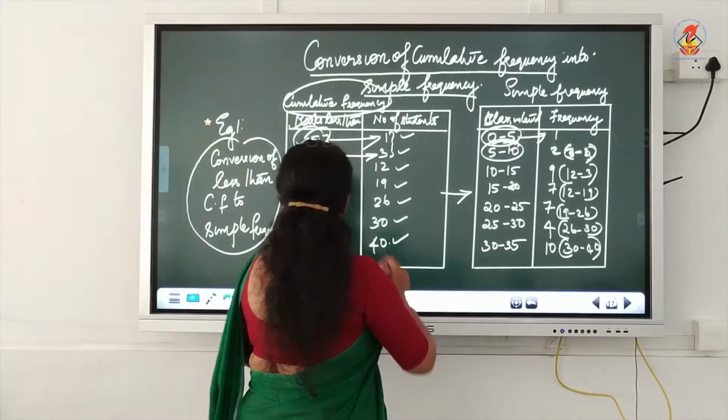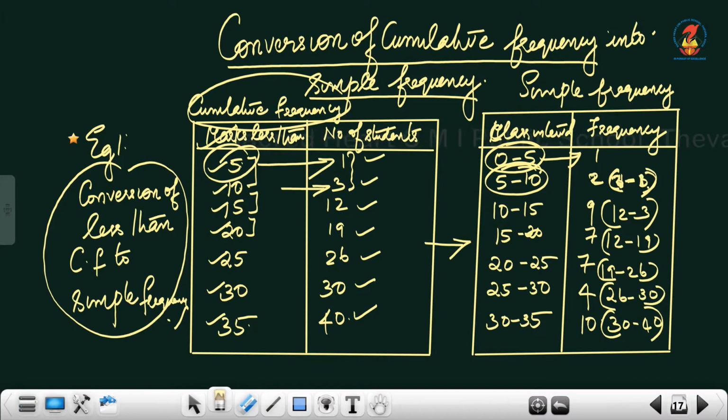Likewise, the next one, less than 15, means what? The class interval is 10 to 15, and the value is 12 deducted by the previous value: 12 minus 3, that is 9. So the first frequency is 1 itself. The second frequency is 3 minus 1, that is 2. The third frequency is 12 minus 3, that is 9.